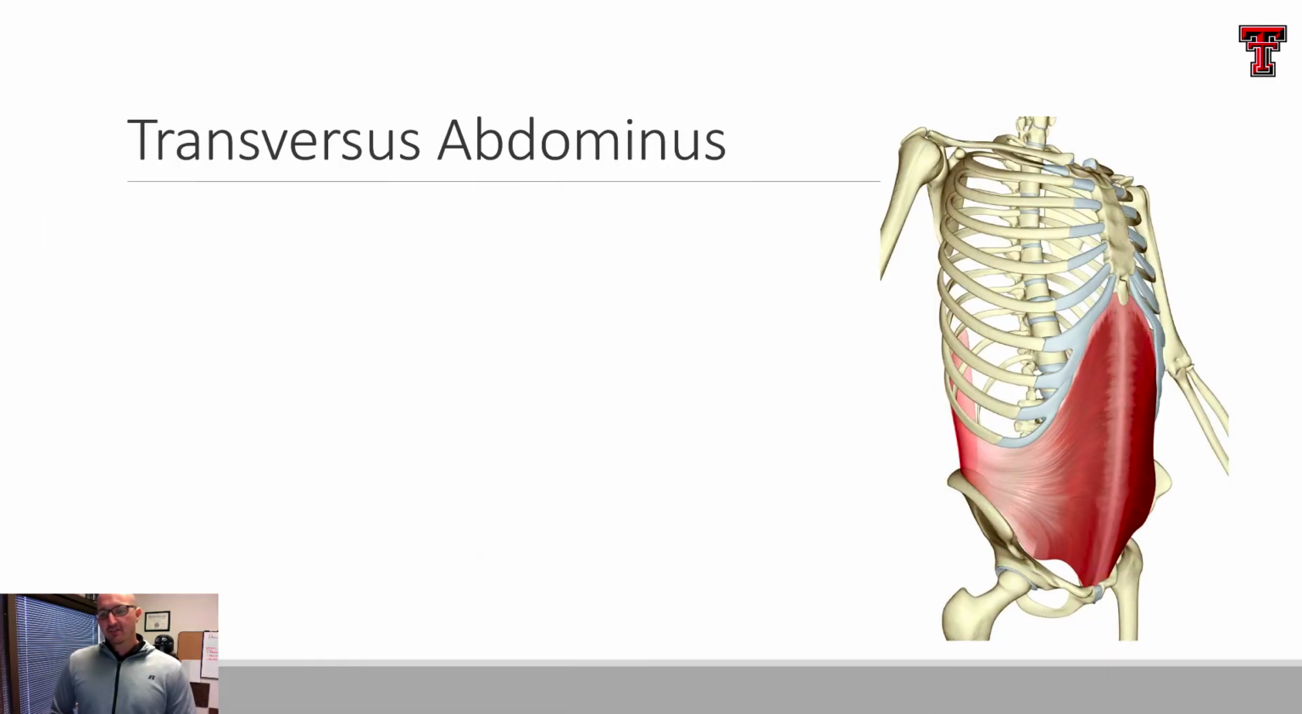Okay, TA. This is one of the most important core stabilizers that we have, and it's deep, and it really doesn't get the attention it probably deserves in fitness circles. People are more interested in training the obliques. They're more interested in training the abs because those are visible, especially in bodybuilding circles. But the transverse abdominis is deep.